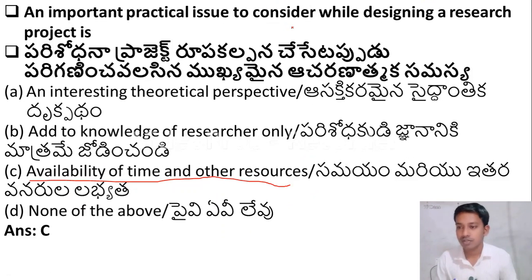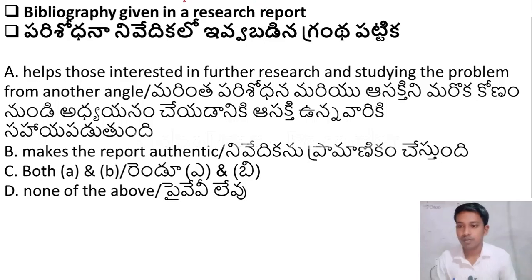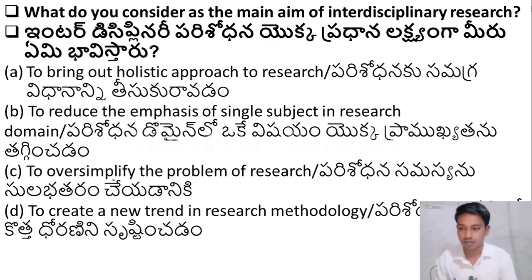The next question, bibliography given in a research report. Option A, helps those interested in further research and studying the problem from another angle. Option B, makes the report authentic. Option C, both A and B. Option D, none of the above. Here the right answer is option C, both A and B are the correct answer. Bibliography helps further research and also makes the report authentic.